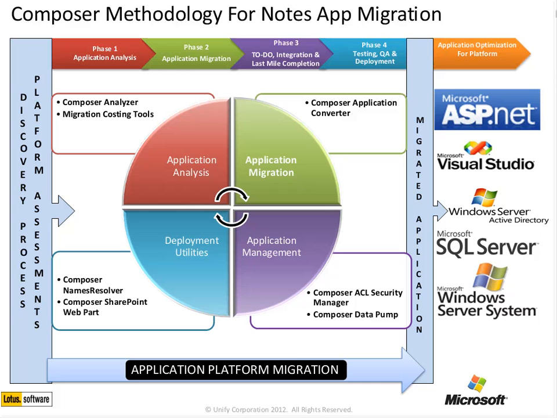I mentioned the analyzer. There's the converter itself. There's also some utilities to help with the mapping of the security from ACL over into Active Directory. In particular, there's ones for doing a names resolver, because a lot of times the security roles that you use in ACL, there's corresponding security roles over in Active Directory, but it's not the exact same name or naming convention. So we've offered some tools to really streamline and automate that whole process. But the end result is that you do get a .NET application.